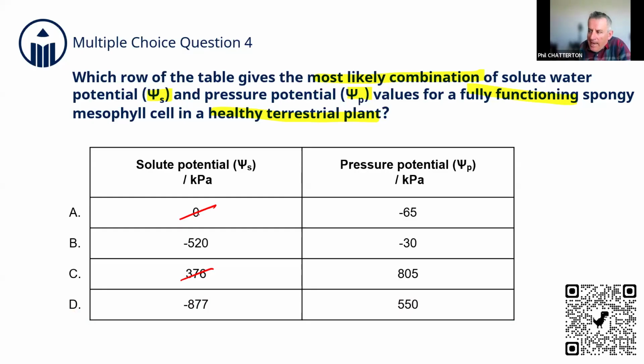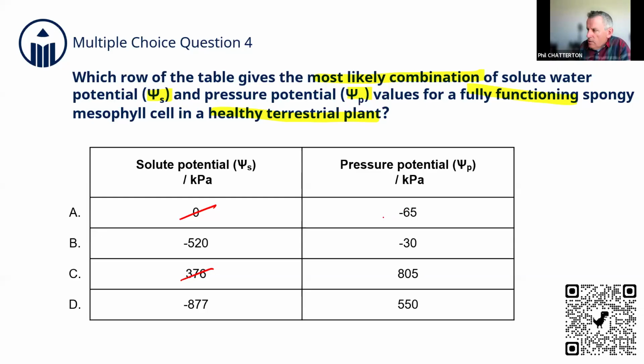Now, we can eliminate A because this is a real cell. It's in an actual plant. It's not going to have a water potential of 0. It's not going to be full of pure water. And it's not going to have a positive solute potential either, because that doesn't exist. There's no such thing as a positive solute potential. So we've immediately eliminated A and C from our possible answers, before we've even looked at pressure potential.